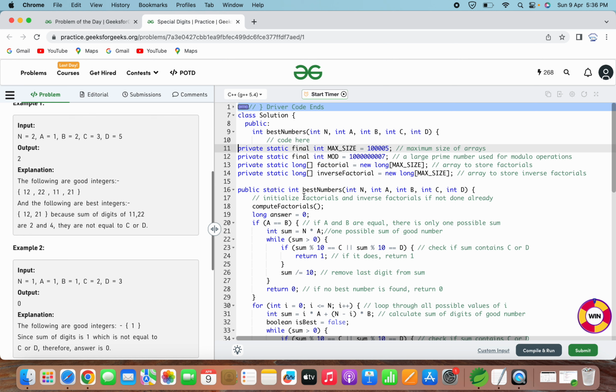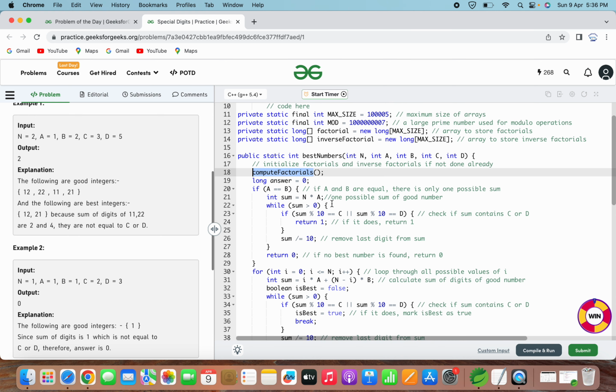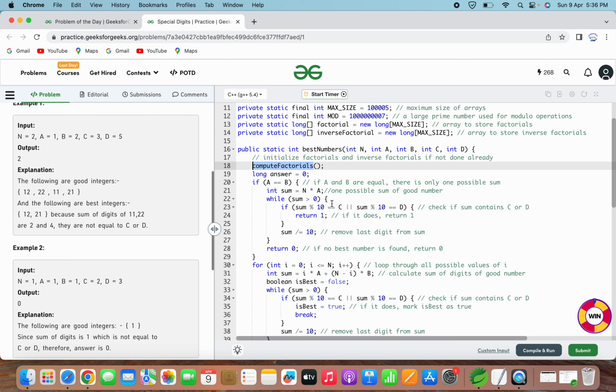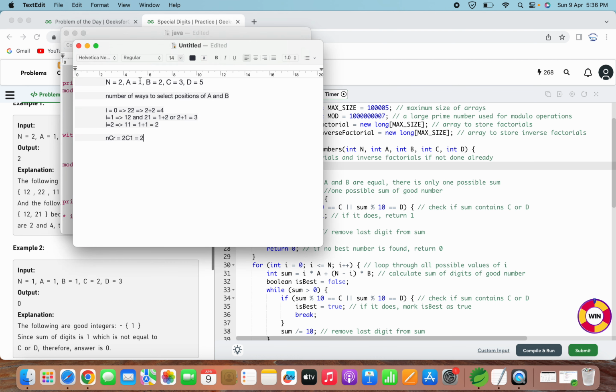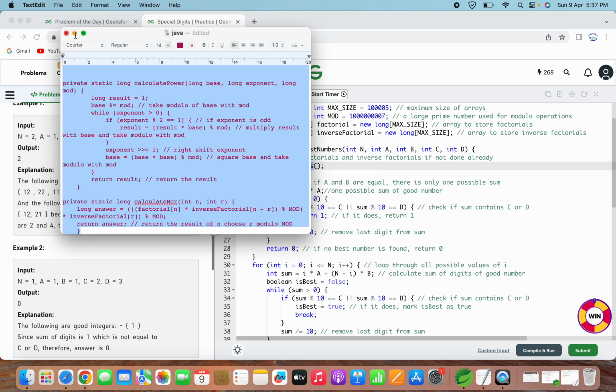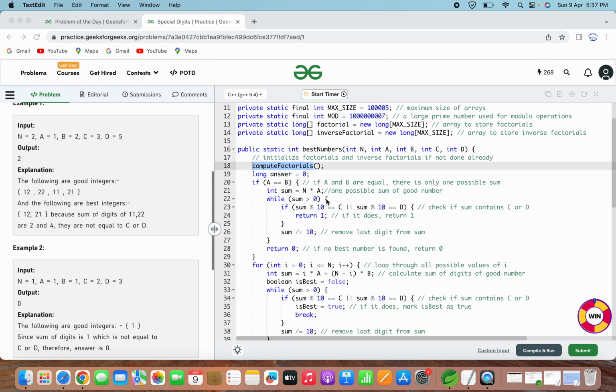First we compute some factorials, that means the factorials which we will be using for the formula of NCR. What is NCR? N factorial divided by (n minus r) factorial times r factorial. So for that we compute all the factorials here. Then we start our analysis for the same scenario we have discussed. If A is equal to B, that means both the numbers are the same, then what is the total sum? The total sum will be n into A.